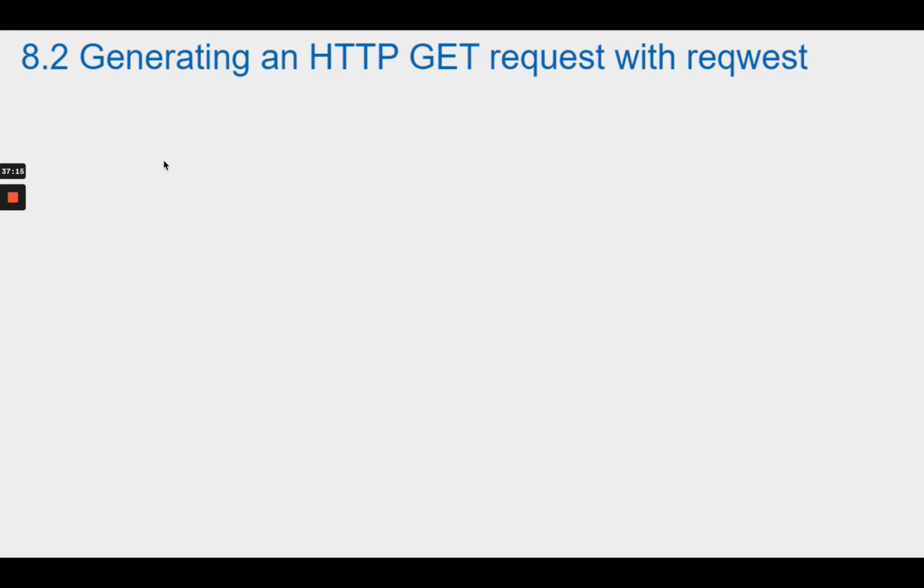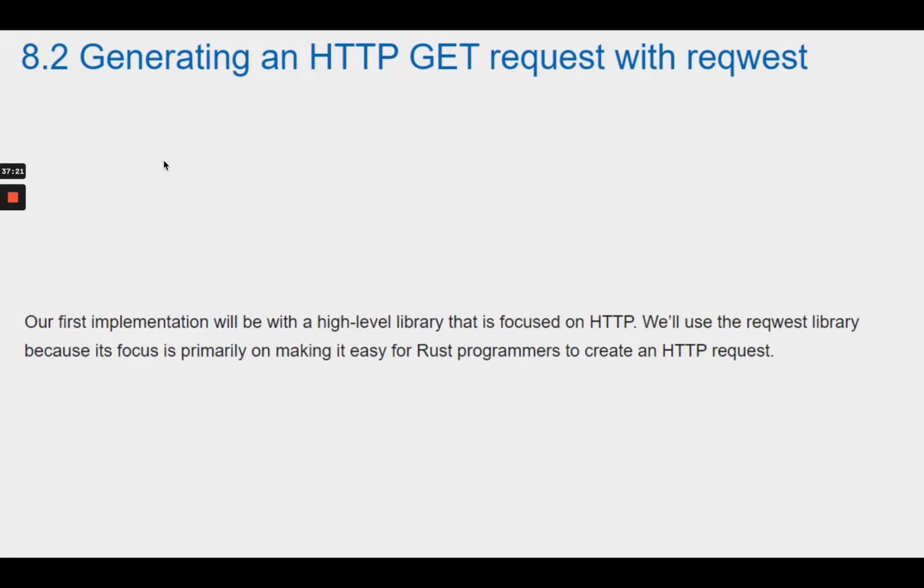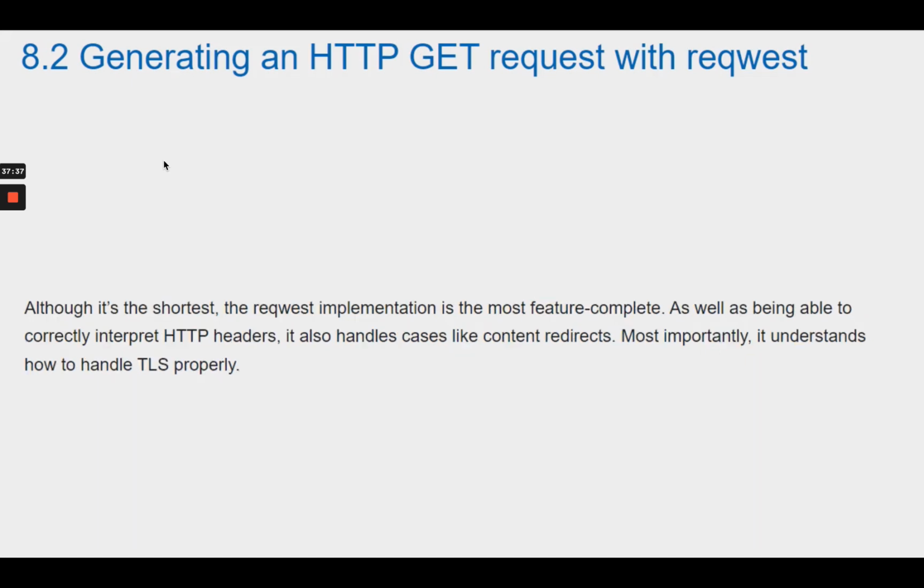Section 8.2. Generating an HTTP GET request with request. Our first implementation will be with a high-level library that is focused on HTTP. We'll use the request library because its focus is primarily on making it easy for Rust programmers to create an HTTP request. Although it's the shortest, the request implementation is the most feature complete.